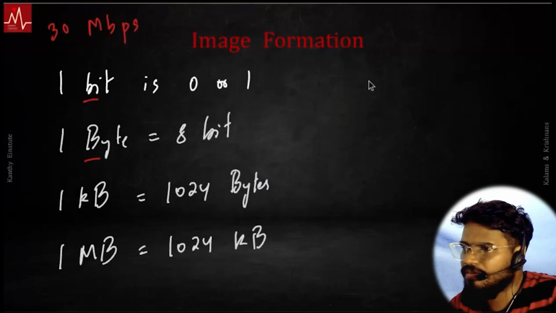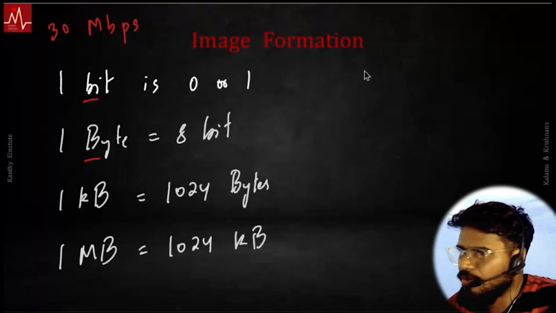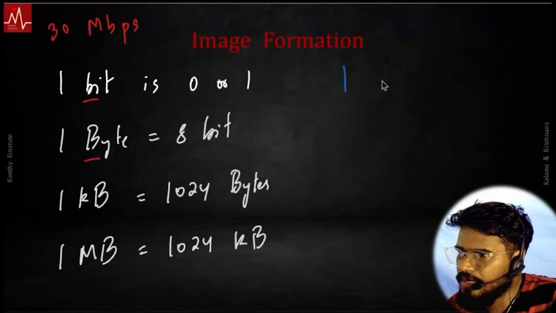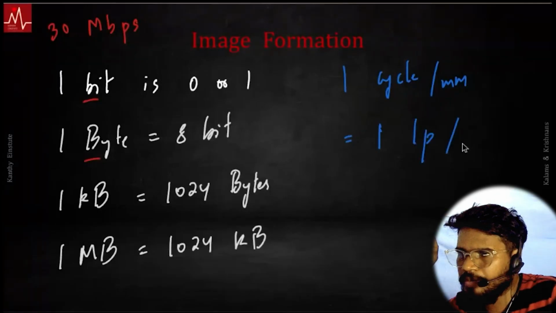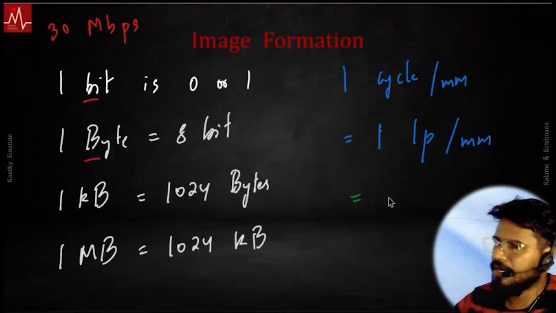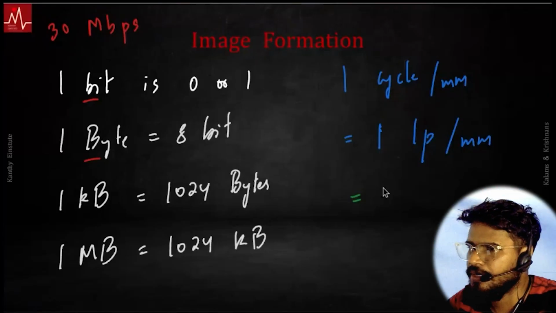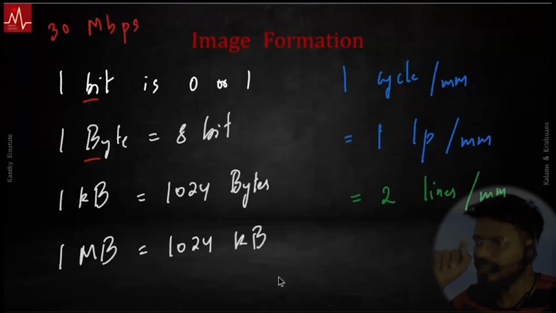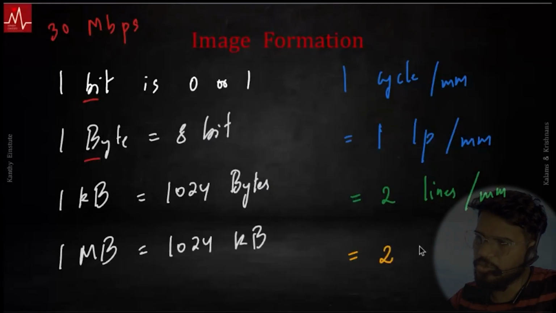And then notice there is something called 6 cycles per mm in that question. You need to know this as 1 cycle per mm, which equals 1 line pair per mm. 1 line pair: white line, black line. Say this is the resolution printed on a sheet of paper. This will be 2 lines. Each line requires one pixel, so this also corresponds to 2 pixels.